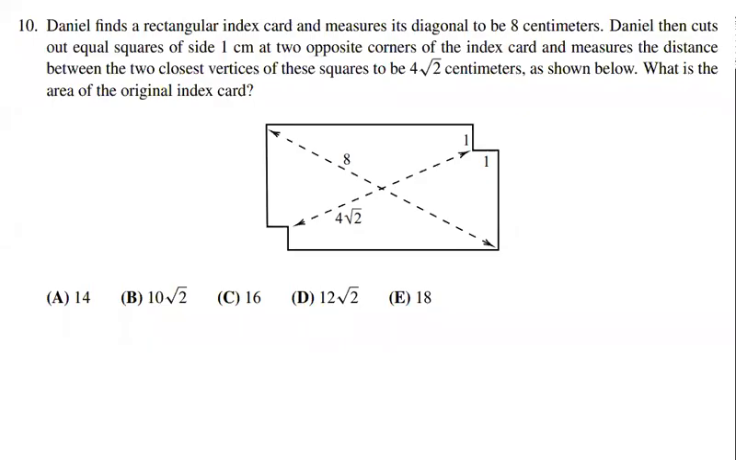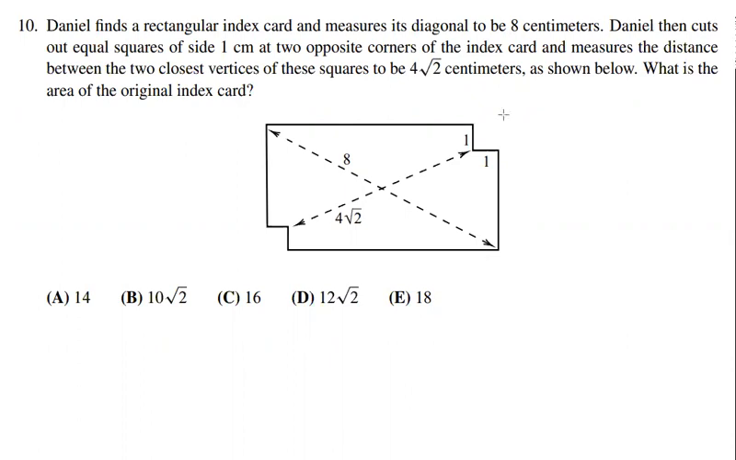Hey everyone, here's the next question from 2022 AMC 10A. This is number 10, and we have just a geometry problem right here. It says Daniel has a rectangular index card, and the diagonal is 8, so that's right here.